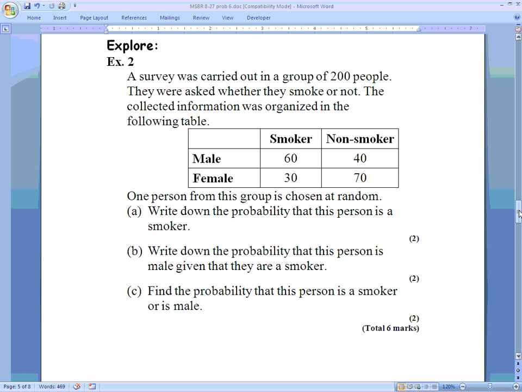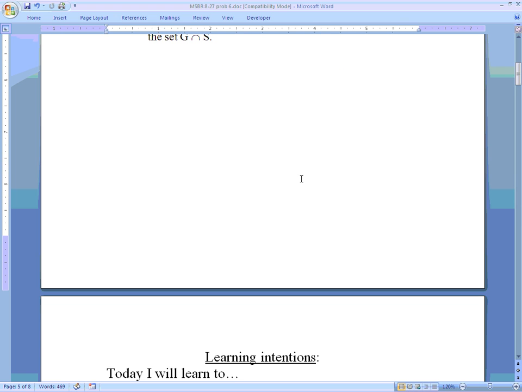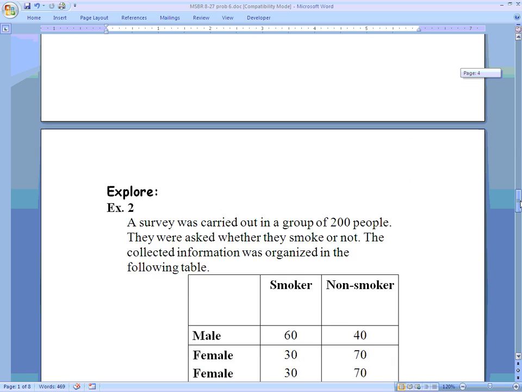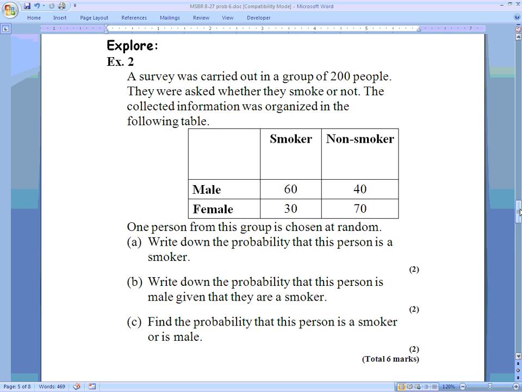Well, if I look at all the people who are smokers, I've got the 60, whoops, lost my board there for a second. There we go. Sorry about that. So if I look at all the people who are smokers, I'm looking at 60 plus 30, which is a total of 90 people. And it said there were a total of 200 people. So the probability this random person is a smoker is 90 out of 200.